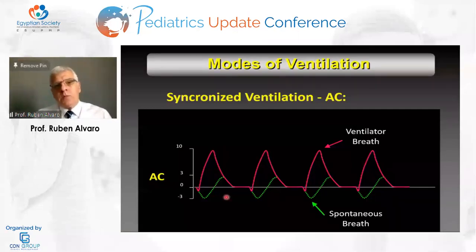Now, the problem with this mode is if you have a baby that is agitated and is breathing very, very fast, 100, 120, you could end up with an inadvertent PEEP because your expiratory time is going to be too short, okay? If your inspiratory time is too long and the baby is breathing 100, 120 times per minute, your expiratory time could be too short, and then you could end up with inadvertent PEEP. So you need to be aware of that, and there are ways to do that.